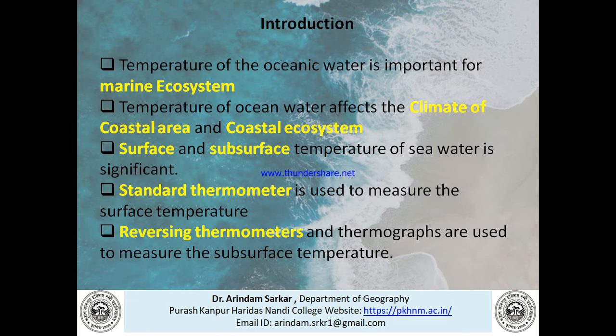Temperature of the ocean is very important because the marine ecosystem is sustained by the temperature of the ocean water. Now, the ocean water and its temperature affect the climate of the coastal area and coastal ecosystem also. The surface and subsurface temperature of ocean water is very significant in different aspects.